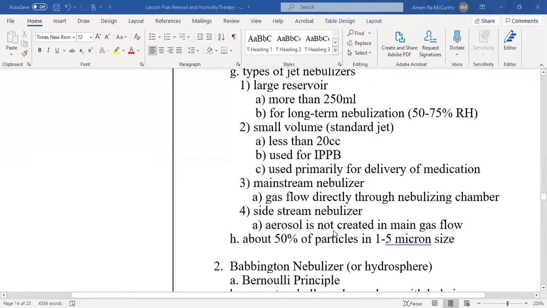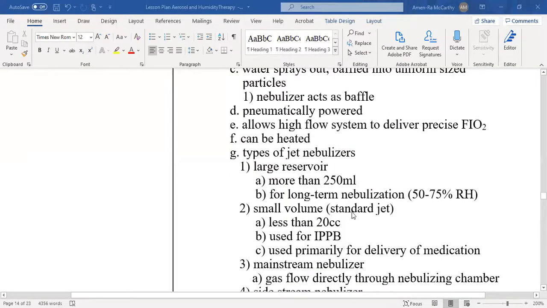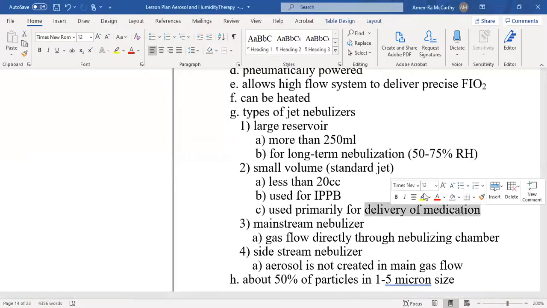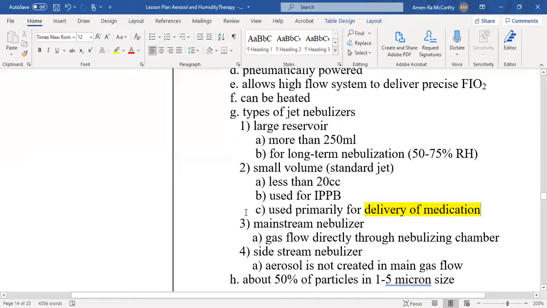All right, so that is a small volume nebulizer, which gives us our medication. Don't forget, one of the key differences between humidity and aerosol is that aerosol can deliver medicine, okay? All right, so it is a small volume nebulizer, less than 20 cc, sometimes used for IPPB, which is intermittent positive pressure breathing, that we don't use that machine anymore, but you still need to know the concept. It is used primarily for what? Delivery of medication.